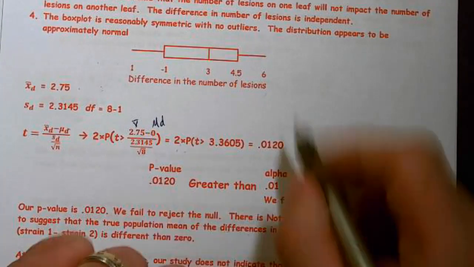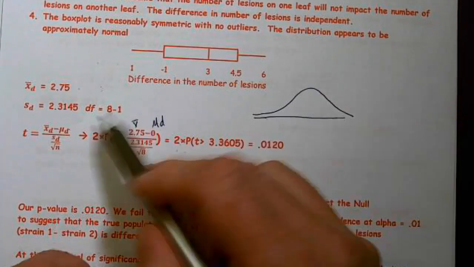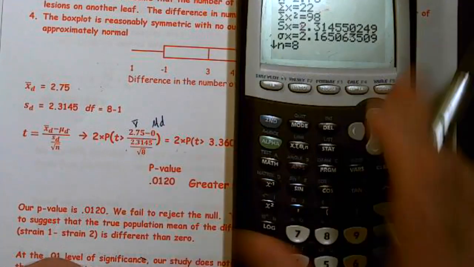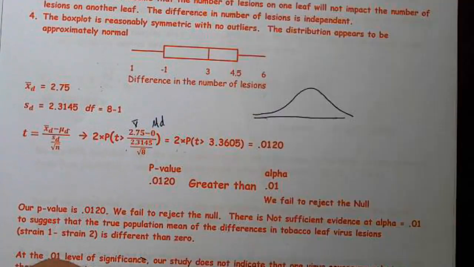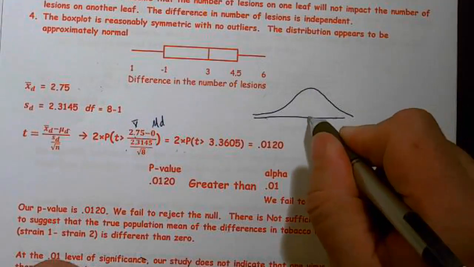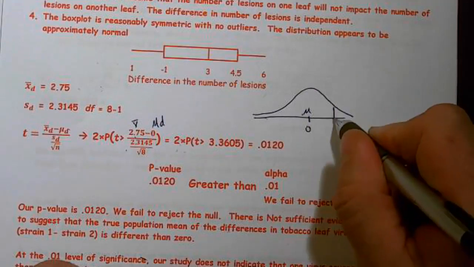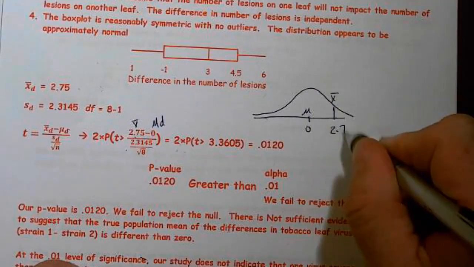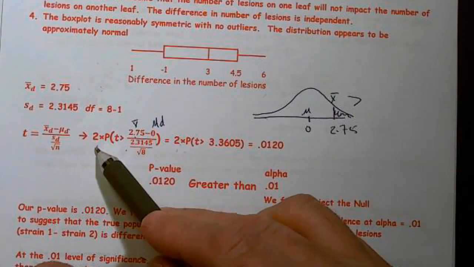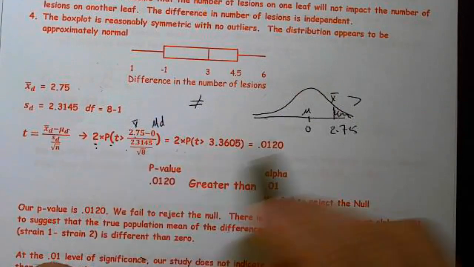Now, a lot of times students ask me, well, how do I know which symbol to use? Because this was a not equal test. So how do I know to use a greater than? Well, there's two ways to look at it. First off, 2.75 is greater than 0. So we have a mean of 0, but we ended up getting an x bar of 2.75. Well, that's above it, so that's greater than. And then we know, because anytime you have a not equal to, you need to go 2 times the probability. So that's why it gives me that.